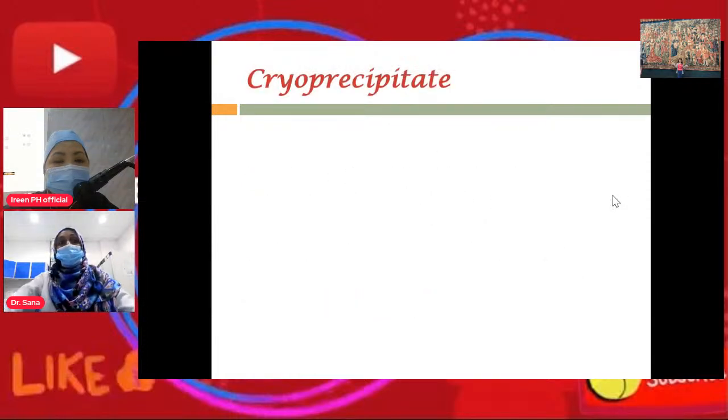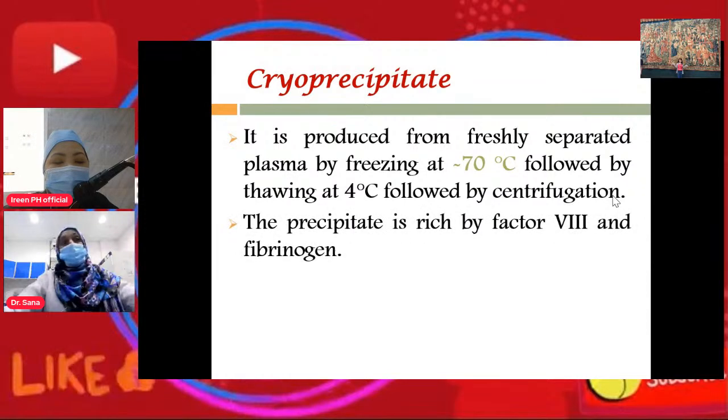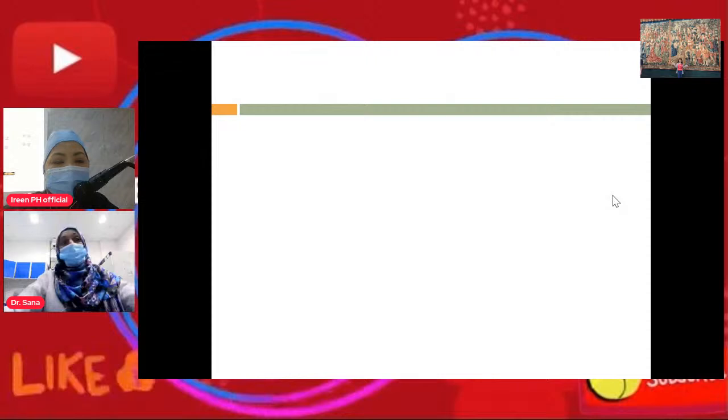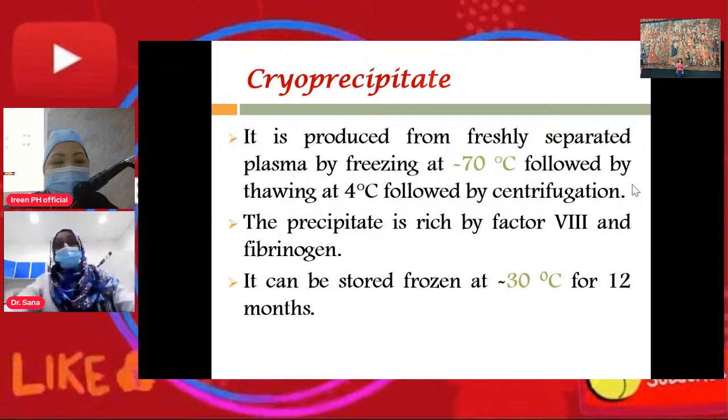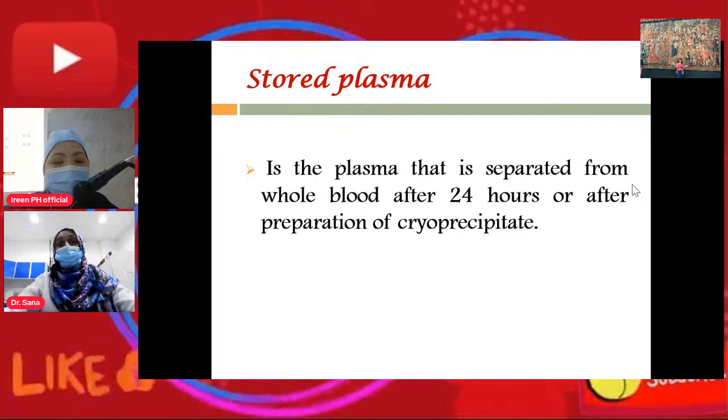Okay. Next, cryoprecipitate. What is the cryoprecipitate? It is produced from fresh frozen plasma followed by thawing at 4 degrees centigrade, then separated by centrifugation. It contains factor 8 and fibrinogen. Factor 8 is very important for the patient with hemophilia. It can be stored at minus 30 for 1 year.